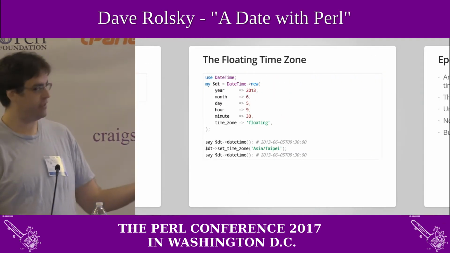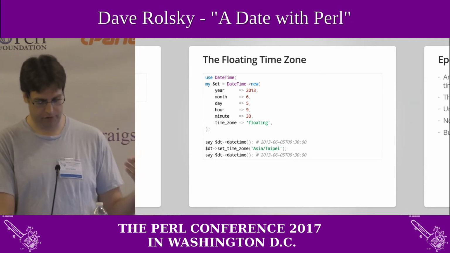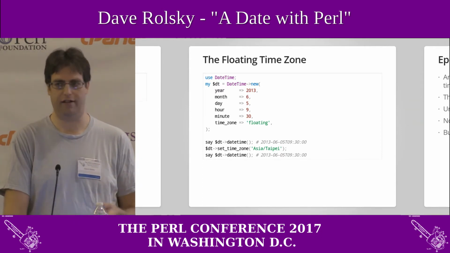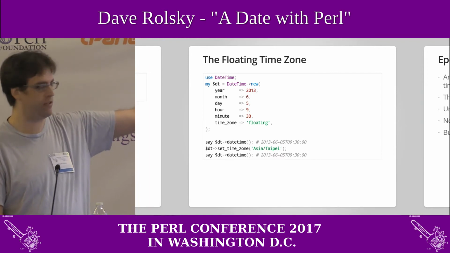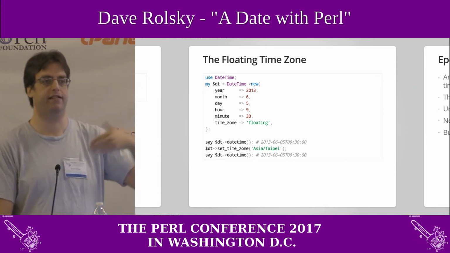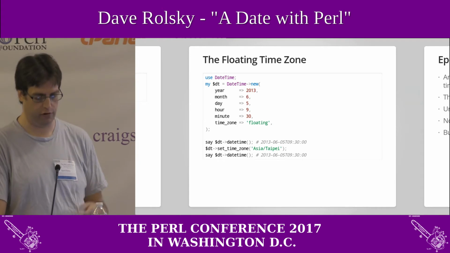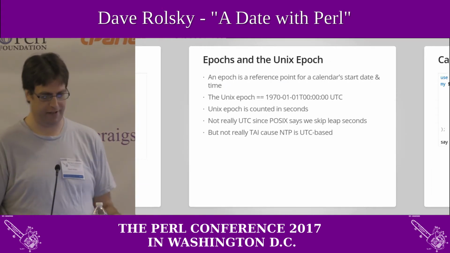So here's an example. We make an object in the floating time zone, and then we set the time zone to Asia/Taipei. I keep picking Taipei because my wife's Taiwanese and I love Taiwan. And the local time hasn't changed. So you see we print the DateTimes out and they look exactly the same. Now if we were then to set it to America/Chicago or something like that, we would change the local time and the date.